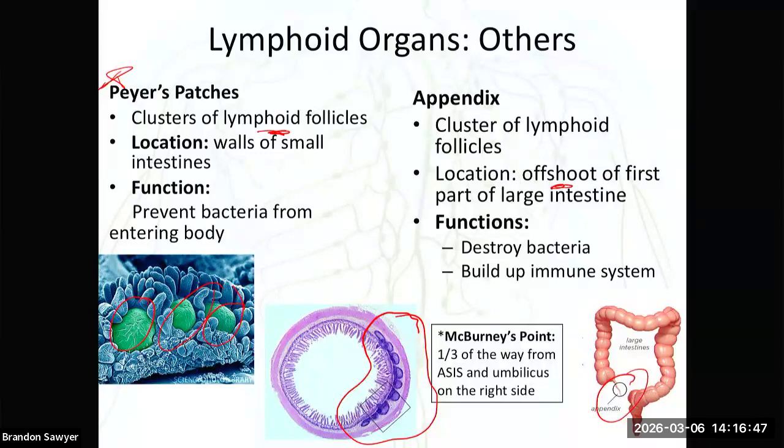Yeah. So McBurney's point is this point right between your anterior superior iliac spine, which is right here, and your belly button, but it's kind of a third of the way. So it's about right there on the right side. And it's kind of like this rebound test that they do when you're laying down, they push down and then let it up. And that's one of the possibilities for what's going on if you have pain right there. Don't go self-diagnosing yourself if that's your only symptom, but they'll check in other ways as well, like scans to see what's going on in there. So questions about that at all?